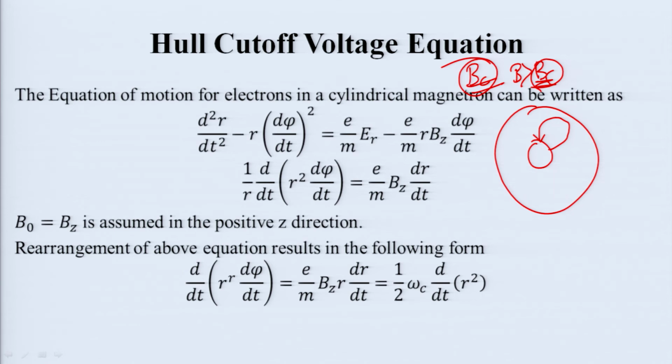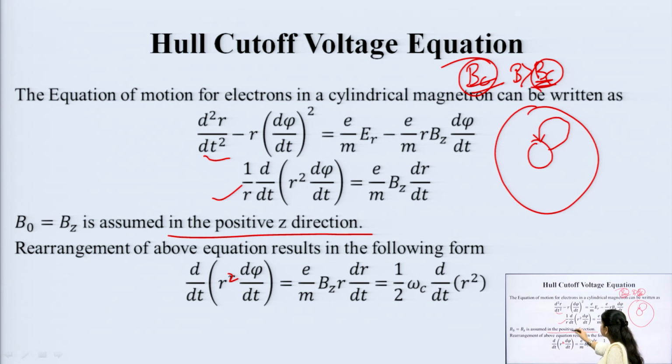So, the equation of the electron motion in the magnetron is given by this expression, where B naught is equal to Bz, assumed in the positive direction. Now, when we rearrange this equation, how will we write it?